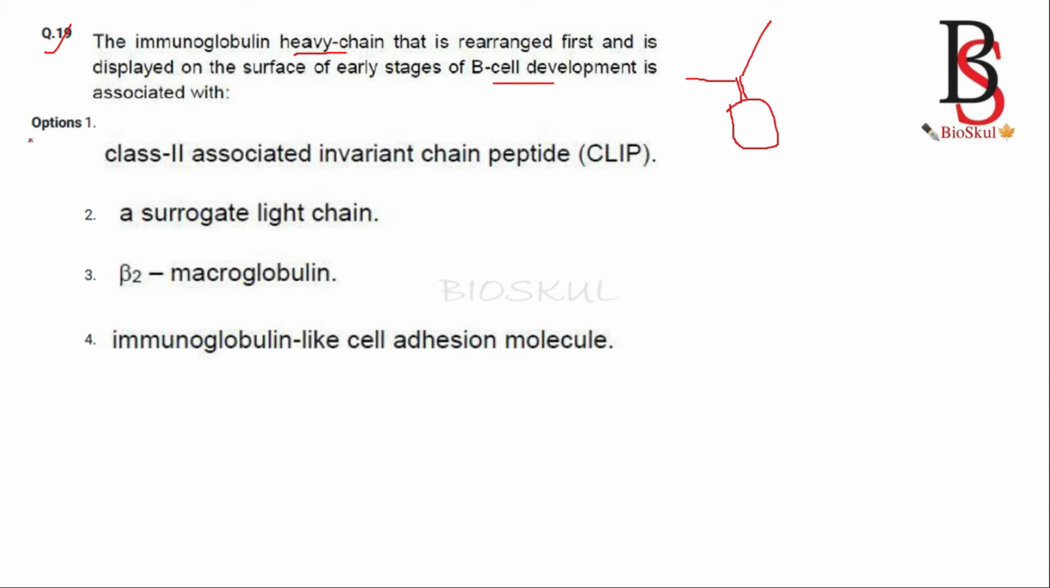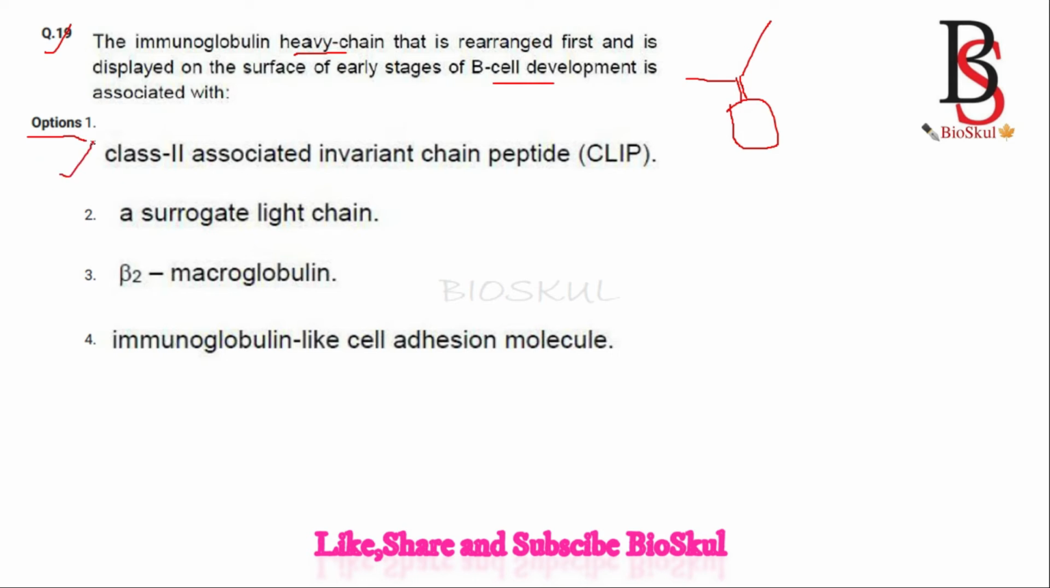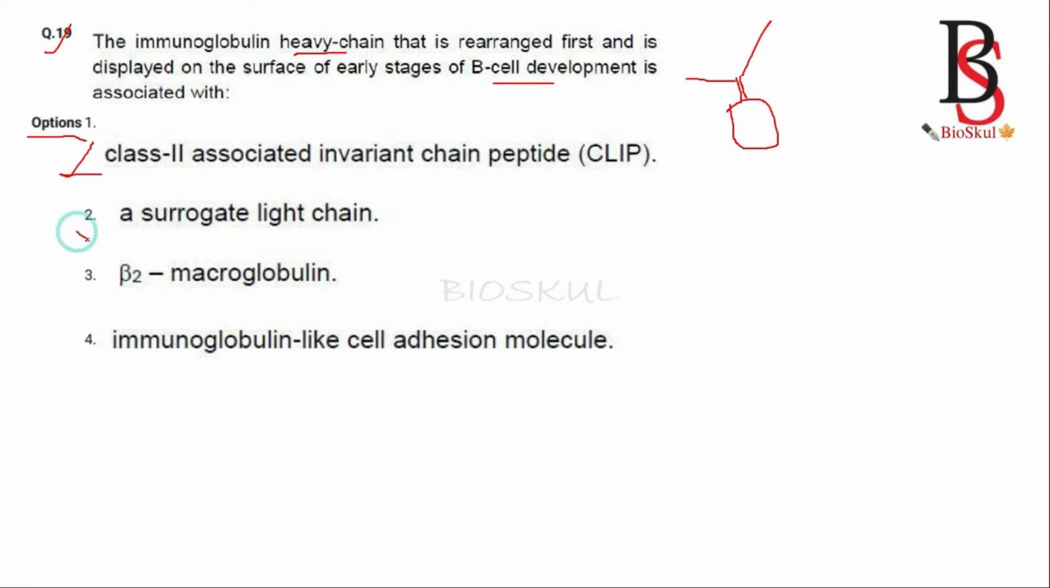So let's see the options. Option 1, class II associated invariant chain peptide, CLIP. CLIP is associated with the MHC, major histocompatibility complex. So this one is wrong. Then option 2, a surrogate light chain. Yes, this one is correct. The heavy chain is associated with the surrogate light chain. After the rearrangement of the light chain, the surrogate light chain will be replaced by the light chain.